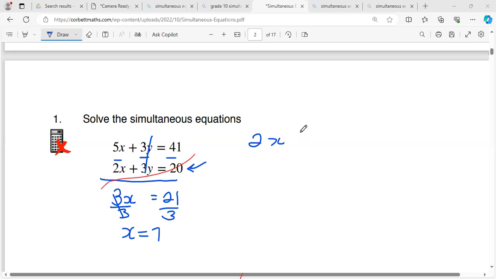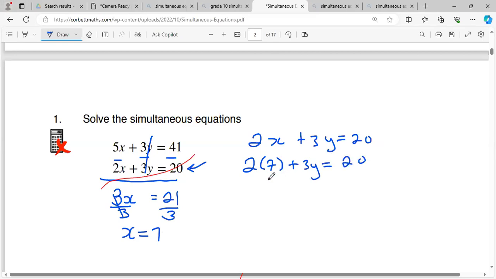So we have 2x plus 3y equal to 20. And then now, anywhere we see x, we're going to replace it with 7 because the value of x is 7. So you just put your 7 here, and then plus 3y is equal to 20. And 2 times 7, that's 14, plus 3y equal 20. So we want to get y by itself.